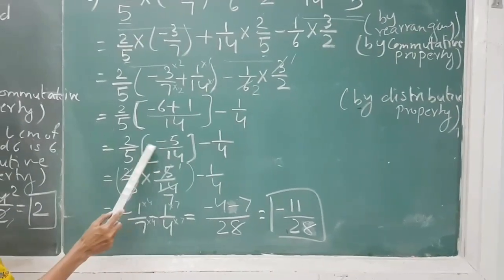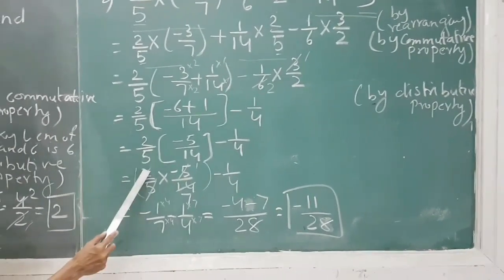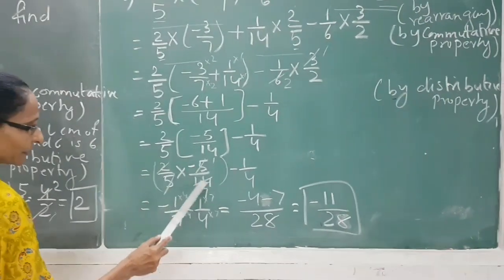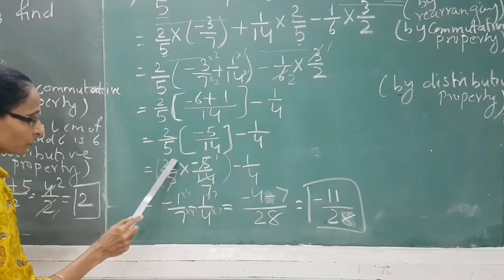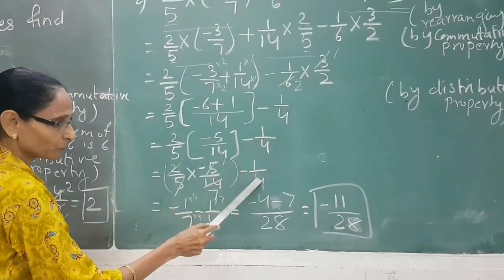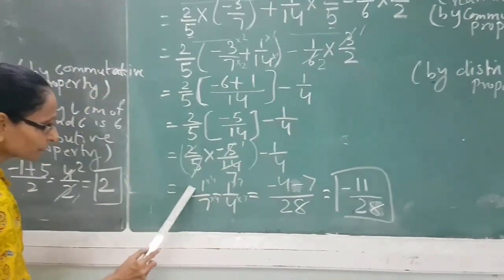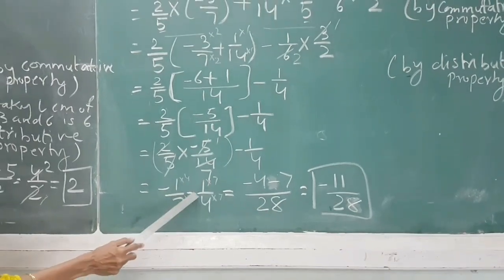Now these two brackets, nothing is there, so we are supposed to multiply. So we can cancel it. 2 upon 5 multiply minus 5 upon 14. 5 1s are 5, 1. 2 1s are 2. 2 7s are 14. Minus 1 upon 4 as it is. So this will be minus 1 upon 7. Clear? Minus 1 upon 7.